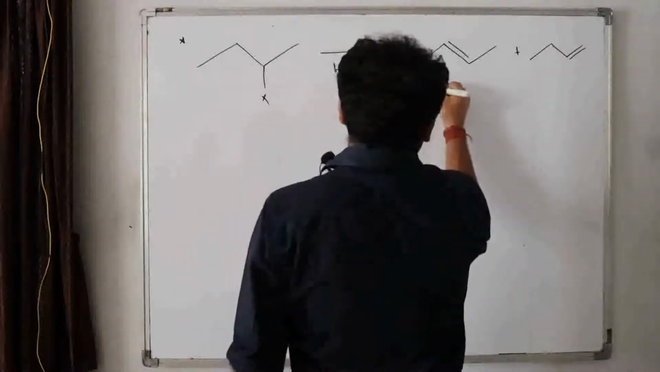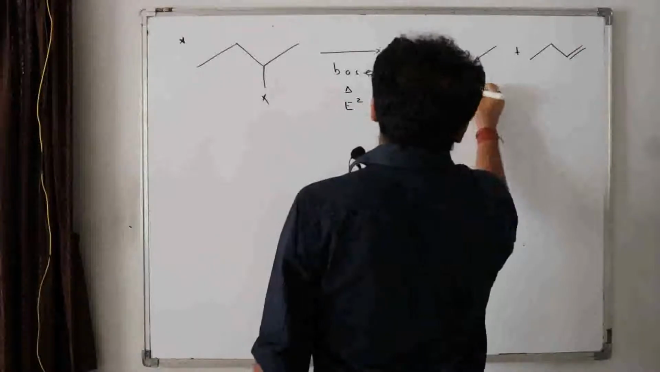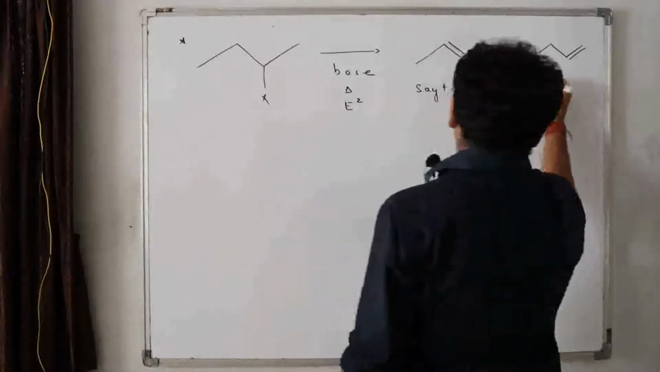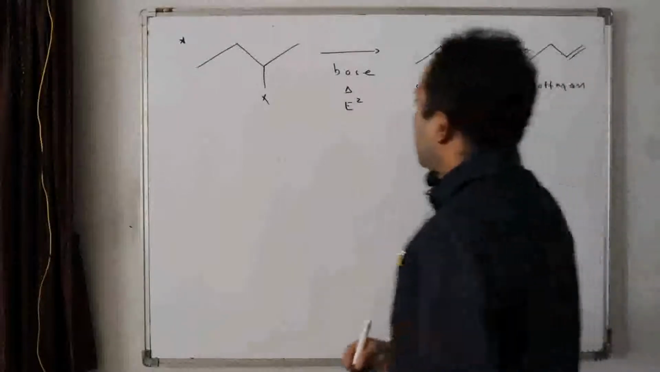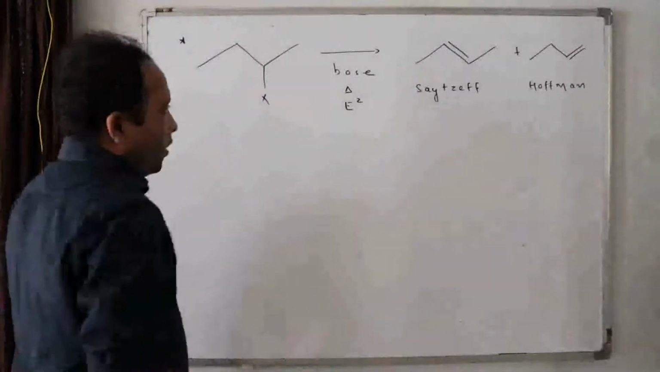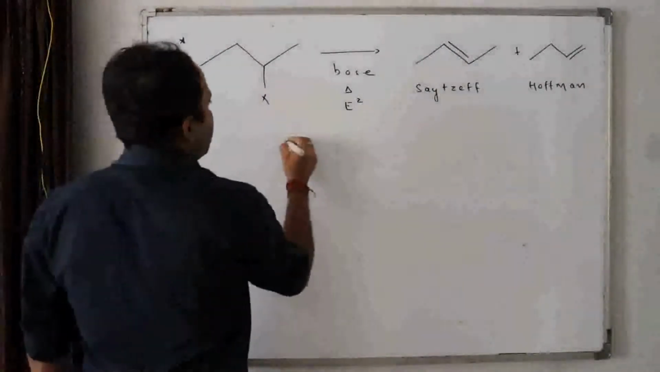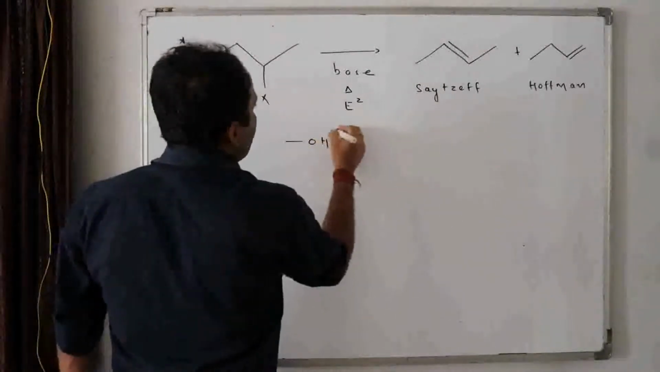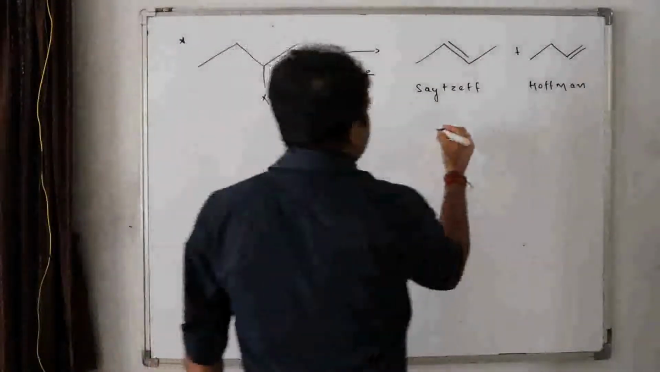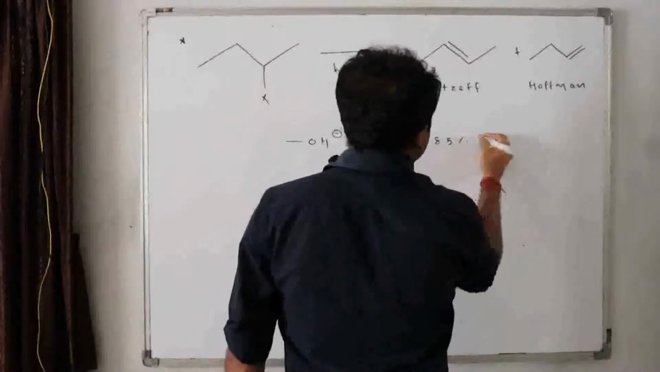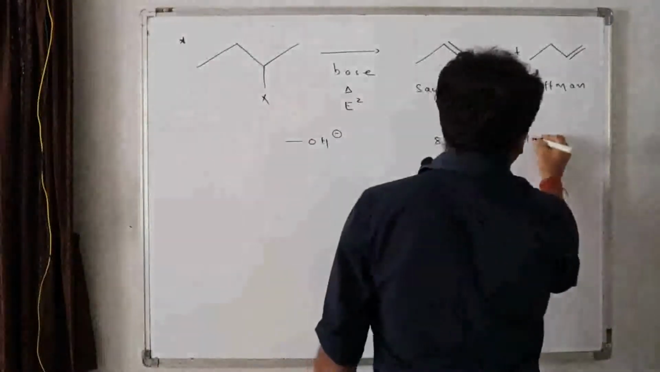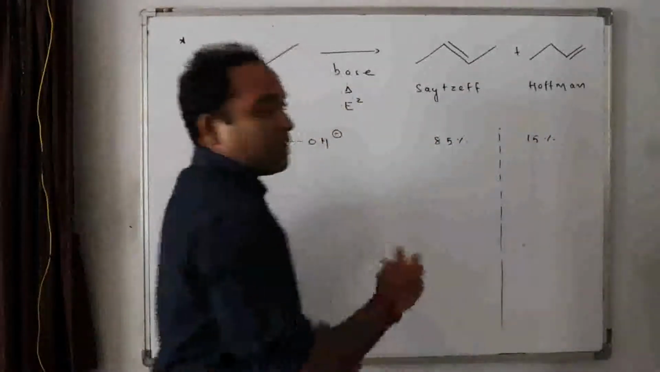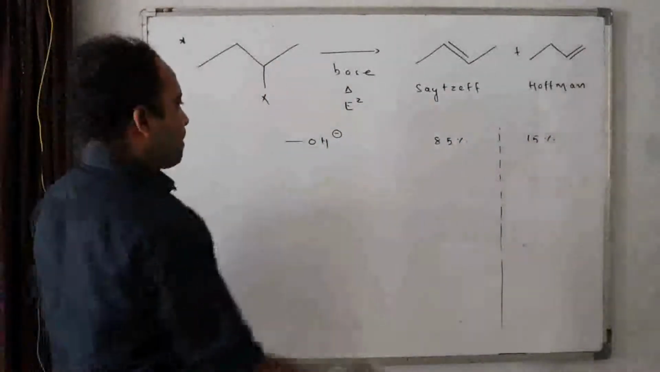Or I can say this is Zaitsev's product and this is Hofmann product, isn't it? Now look at this analysis. If the base is OH minus, Zaitsev's product formed is 85%, while Hofmann product formed is 15%. This is just an analysis, okay?